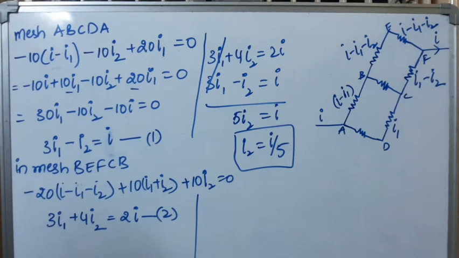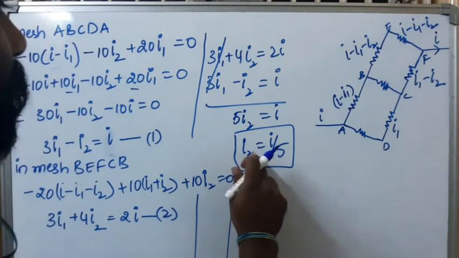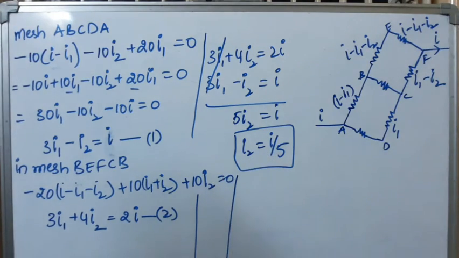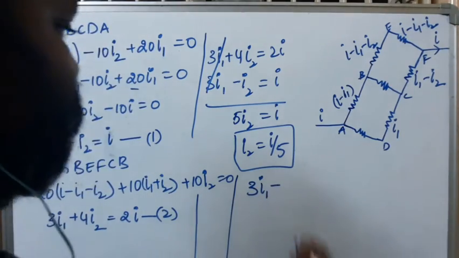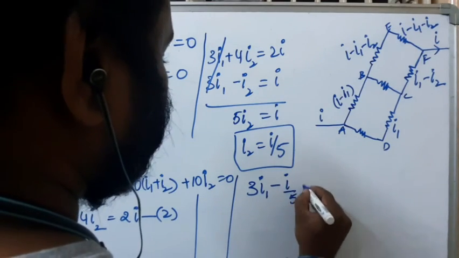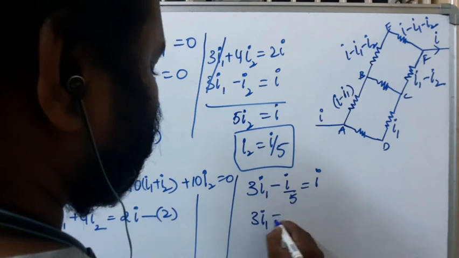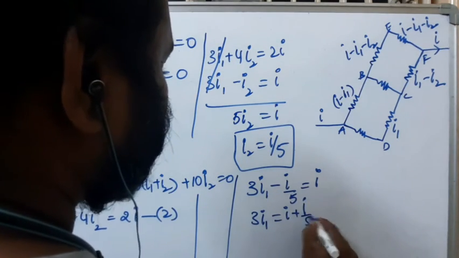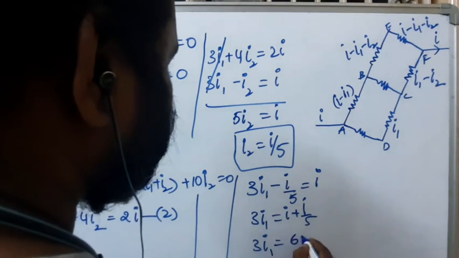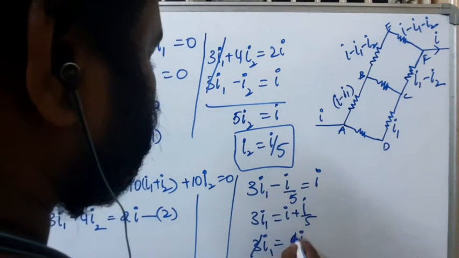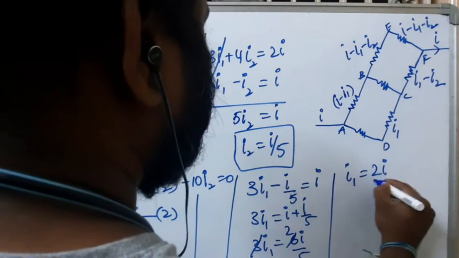We have to find this one, so it will be i. Now what I will do is substitute this i2 value in equation 1. So then it will be 3i1 minus, instead of i2, i by 5, is equal to i. If we take this part to that side, then i plus i by 5, then 3i1 is equal to 6i by 5. Then we got i1 is equal to 2i by 5.